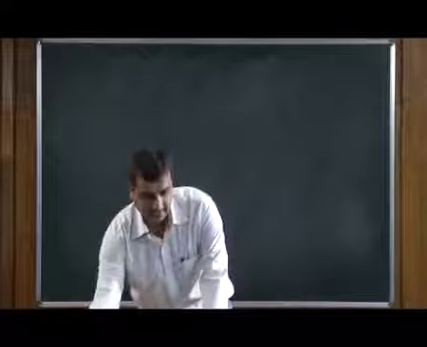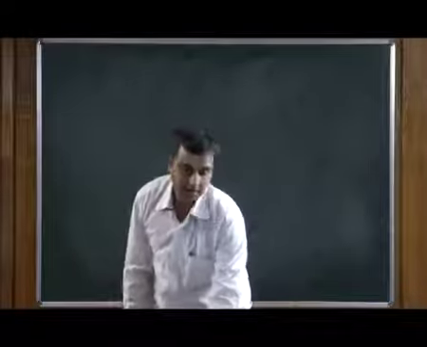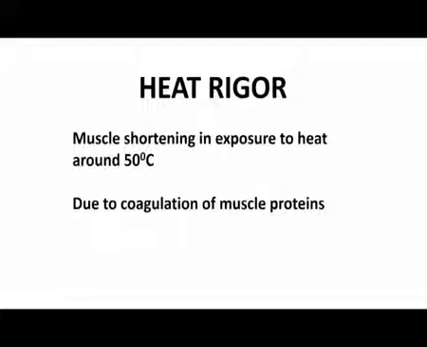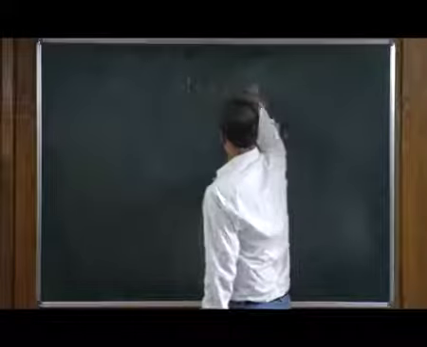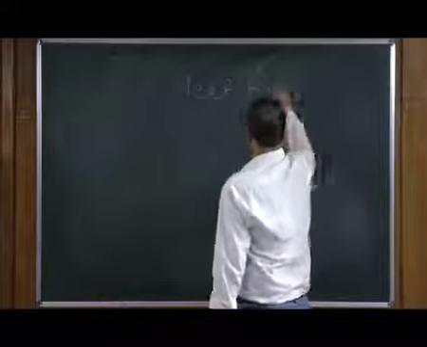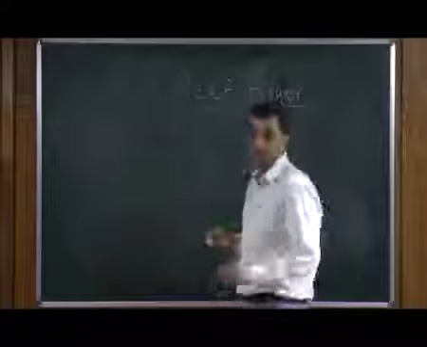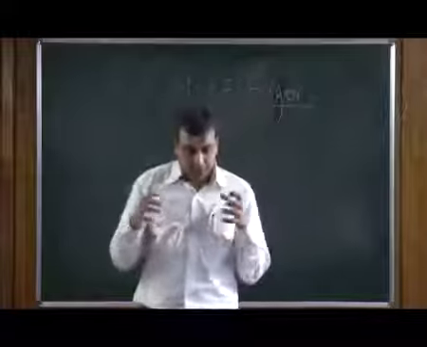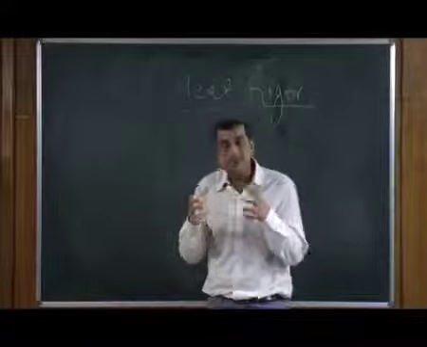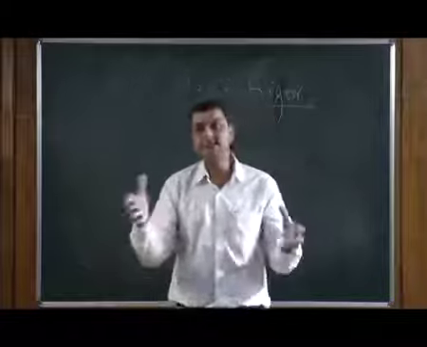The next in the slide is called heat rigor. If you look into the slide, definition wise it says muscle shortening on exposure to high heat condition, approximately about 50 degrees centigrade. Heat rigor is nothing but the shortening of the muscle fiber in high heat condition.